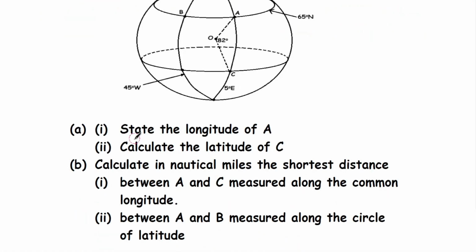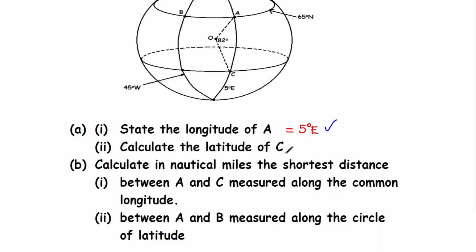Now the first question is saying, state the longitude of A. This is the longitude of A. How do we know this longitude? Just trace from the diagram here, and you see that it is 5 degrees. This one does not require us to do any calculation. We simply say this is 5 degrees in the eastern hemisphere, and that one is done. That's correct. Now next, we go to part 2 of this question.